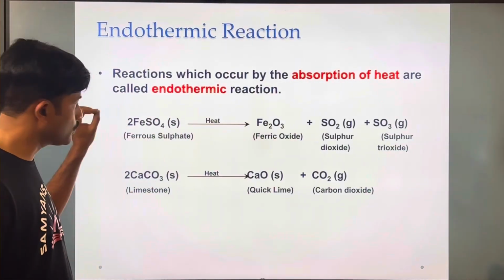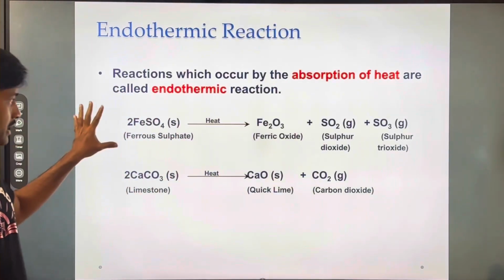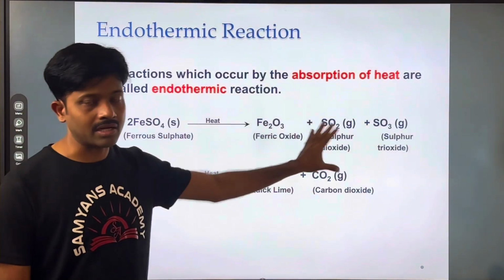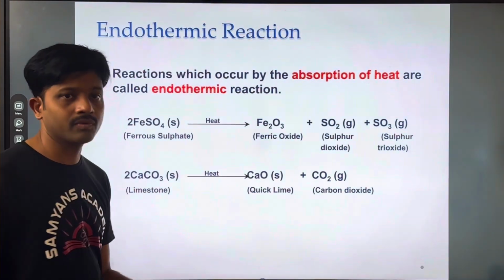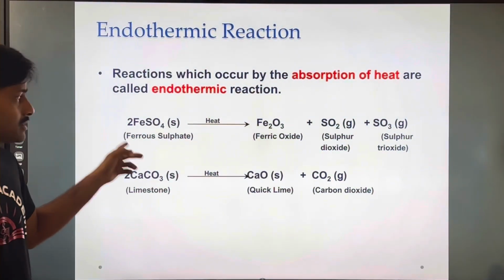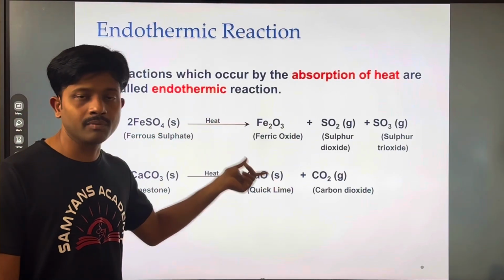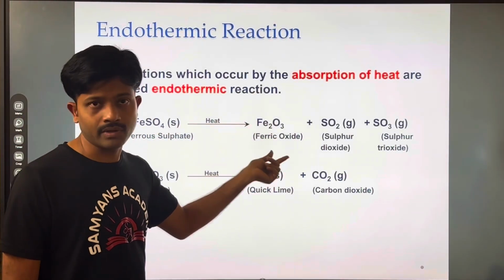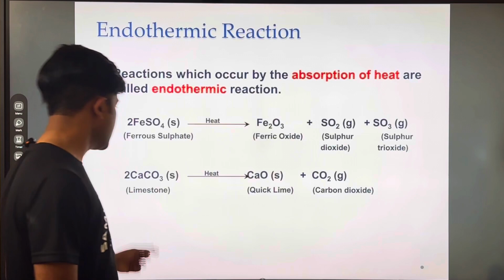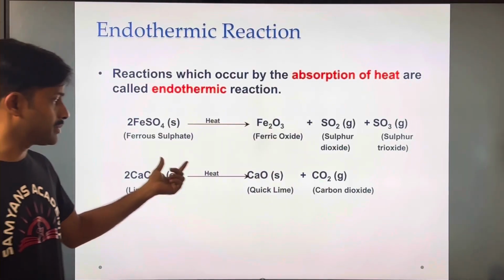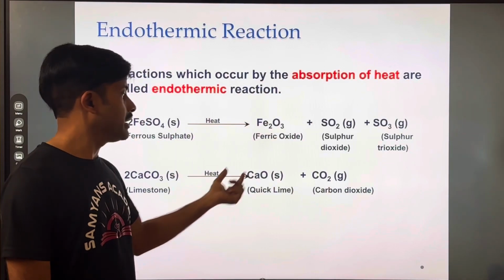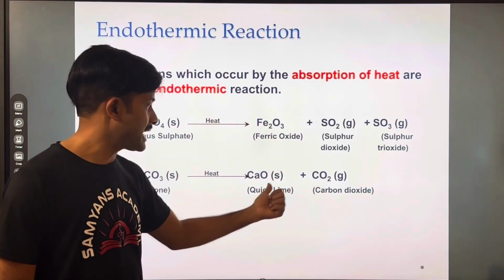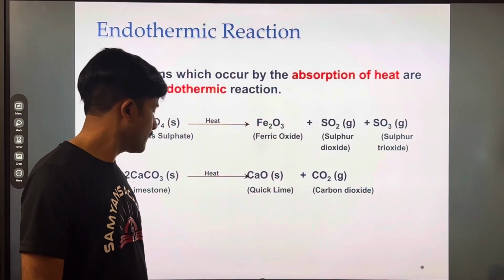Means we are giving the heat to it. Because of that heat, this decomposes into several substances. Already it is also an example for the thermal decomposition reaction and also an example for the endothermic reaction. Here iron sulfate, when it absorbs the heat, decomposes into three substances: Fe2O3, SO2, and SO3. Here calcium carbonate, when you decompose it in the presence of heat, after absorbing the heat, decomposes into two substances, that is calcium oxide and carbon dioxide gas.